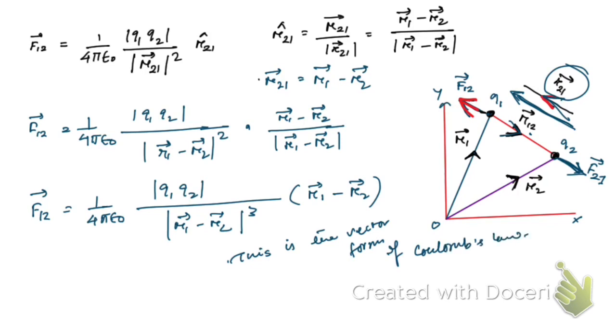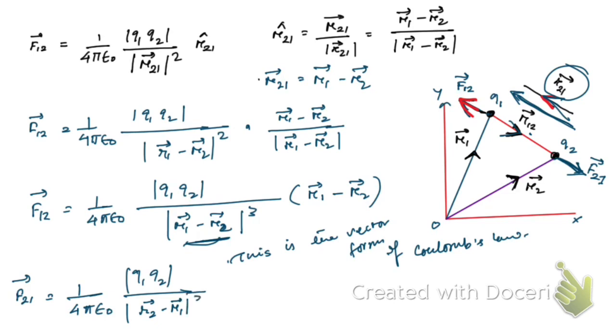And similarly you can find F21. If you take F21, then your expression is going to be equal to q1 q2 by, here these two should be altered. Here it is magnitude only, you can keep this one in the same order, but you have to alter this one. So here we can write r2 vector minus r1 vector, cubed, then r2 vector minus r1 vector. That's what we're going to have.